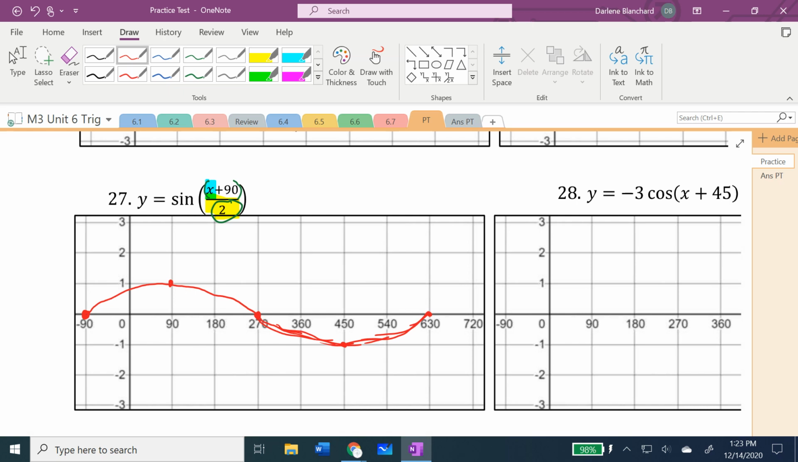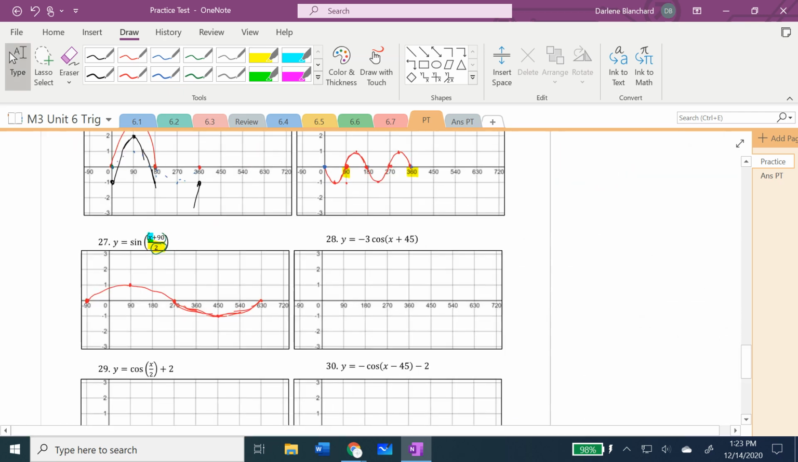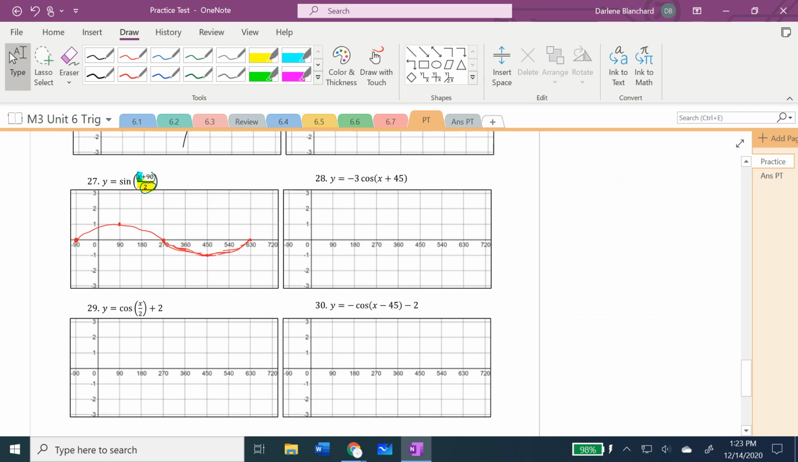So hopefully you guys are feeling good with that. Did you want to see another one of the graphs?